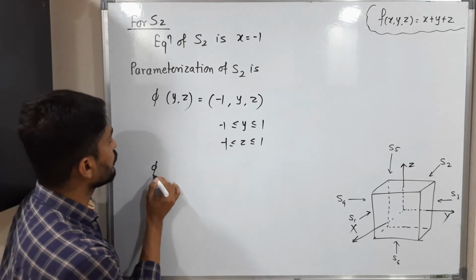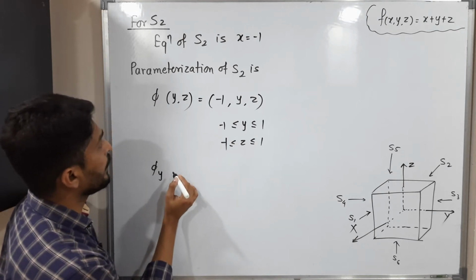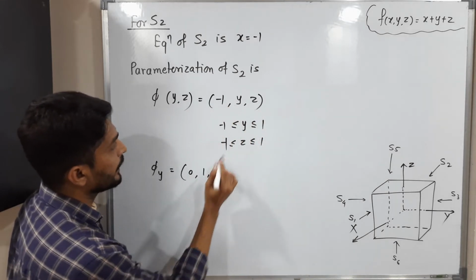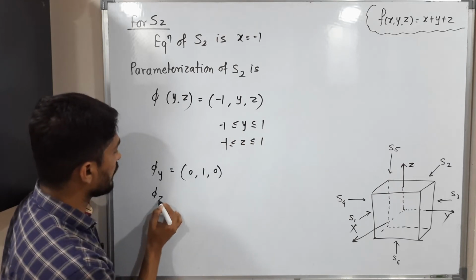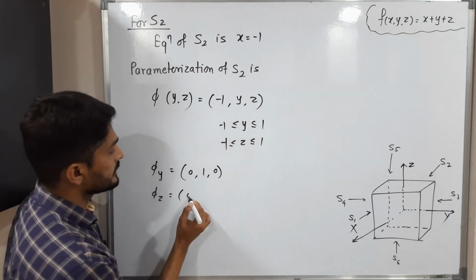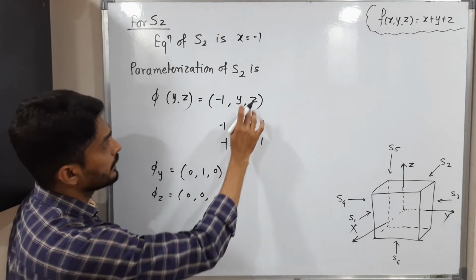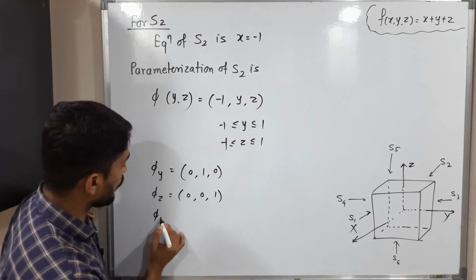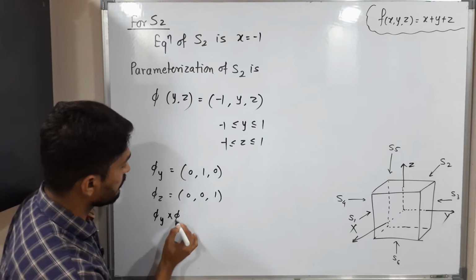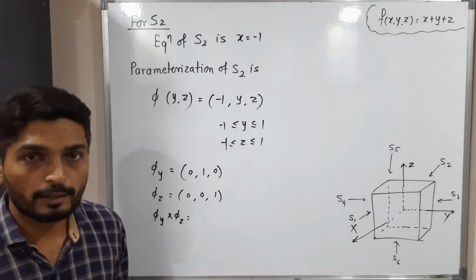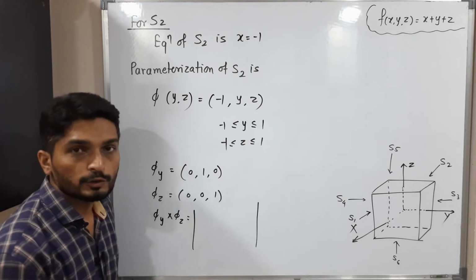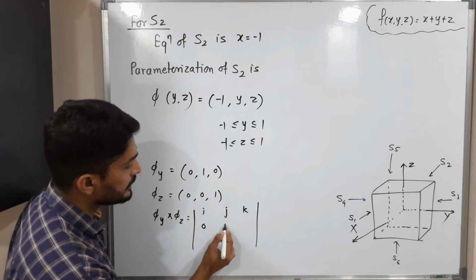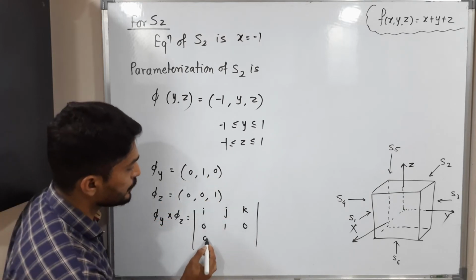After having phi, I will go for the derivative of phi with respect to y. Its derivative with respect to y is 0, 1, 0. The derivative of phi with respect to z: the constant derivative is 0, the constant derivative is 0, and the derivative of the variable z with respect to z will be 1. After that we go for phi y cross phi z. For the cross product, we have to solve a determinant. The first row is obviously i, j, k. The second row, these entries we should consider. The third row, these three entries we should consider.